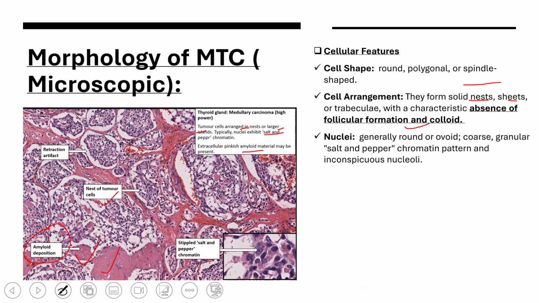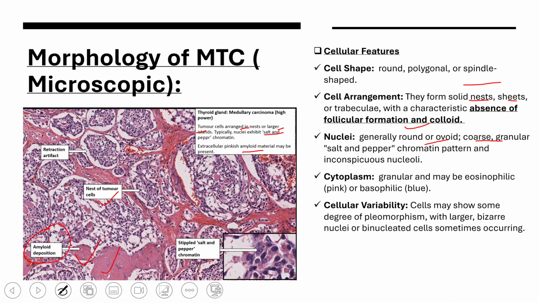The nuclei are round or ovoid with a coarse granular salt and pepper-like chromatin pattern, and the nucleoli are very inconspicuous. Cytoplasm is granular and may be eosinophilic or basophilic, and cellular variability is present. That means they show some degree of pleomorphism, with larger bizarre nuclei or binucleated cells sometimes occurring.